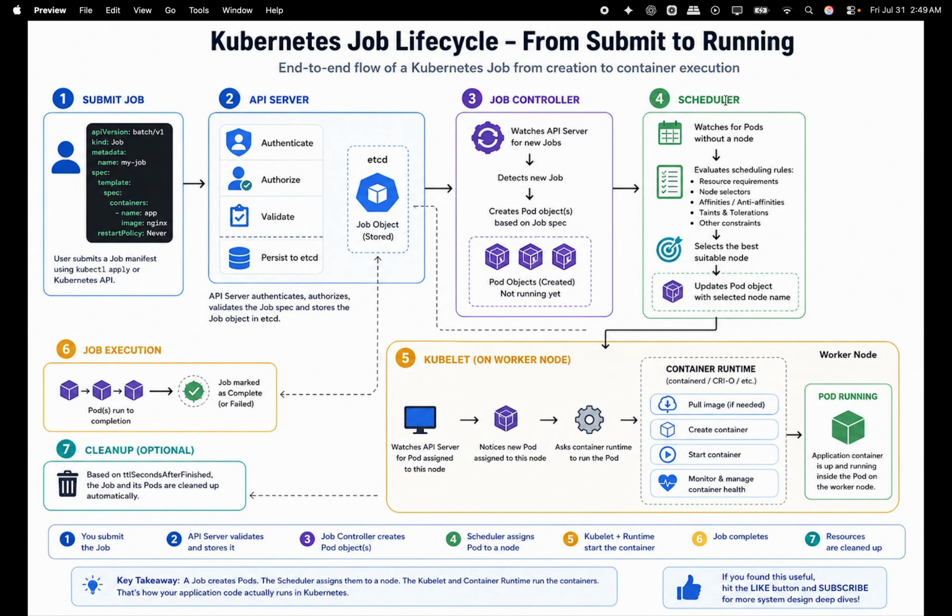Next, the scheduler. The scheduler watches for pods that don't have any node assigned. So it evaluates the scheduling rules. It looks at the resource requirements, node selectors, and other constraints, and it finds the suitable node to run that particular pod. And once it finds the suitable node, it updates the pod object with the selected node name.